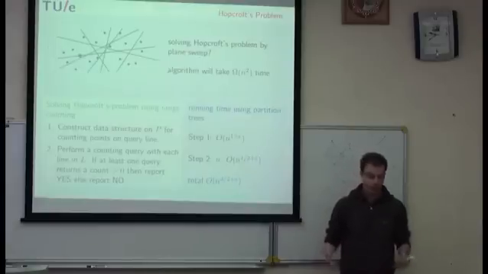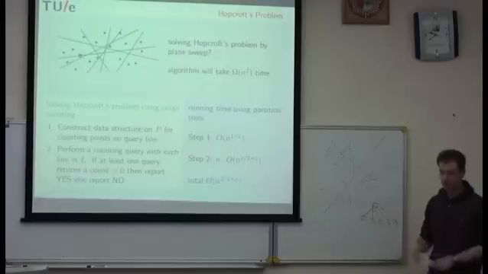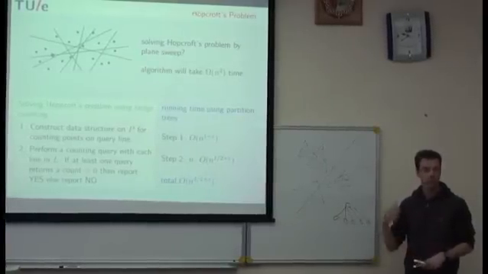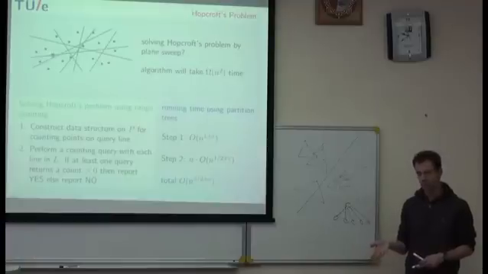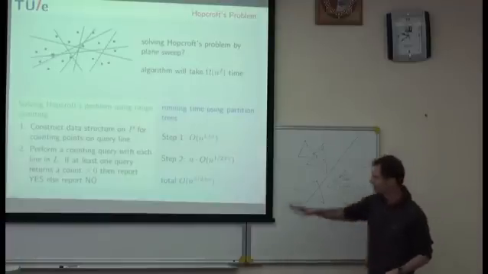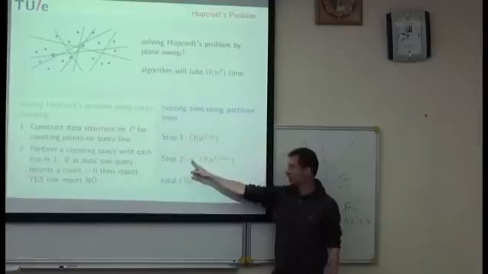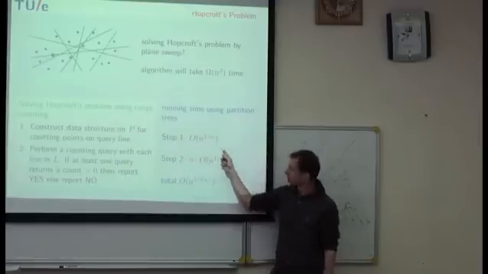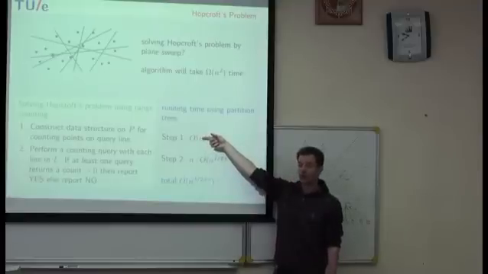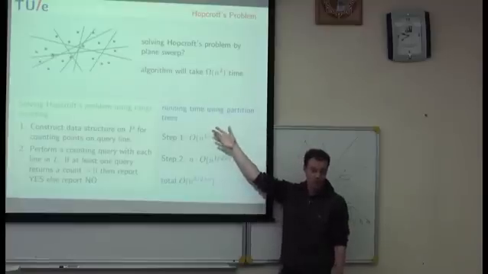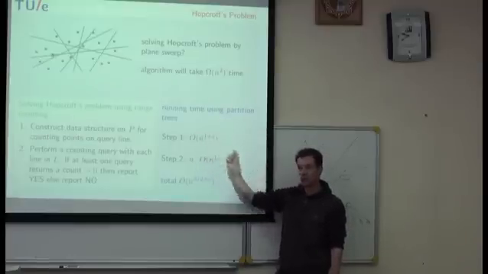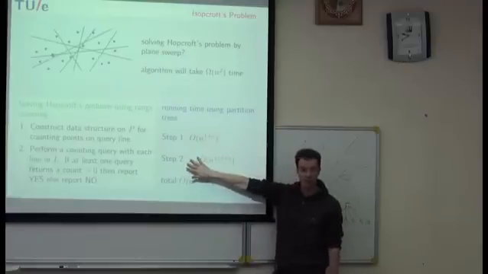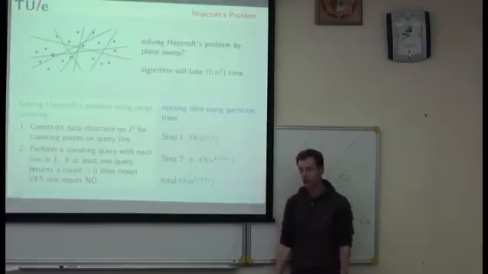But the question is, can we do even better than this? So what happens if we use a cutting tree? Well, now this is pretty nice, right? Because here I get n queries times log n. But now constructing the cutting tree is going to take a lot of time because it uses n squared space, so we're going to also need n squared time to construct it. So it's actually worse than this, right? Step 2 is a lot faster, but step 1 is a lot slower.